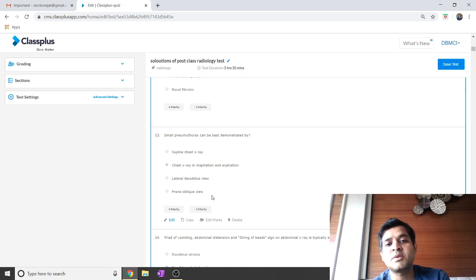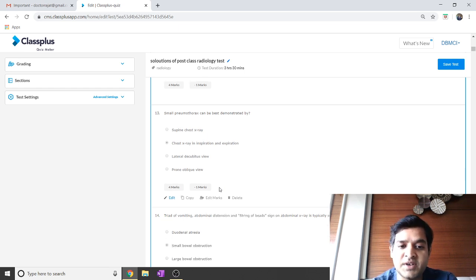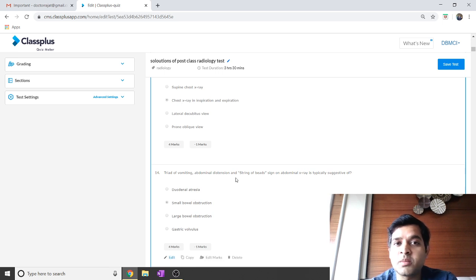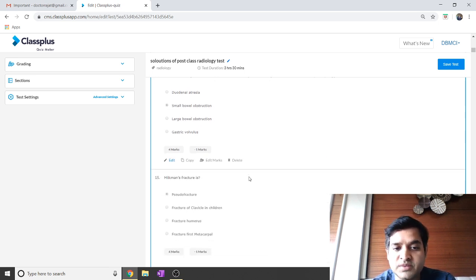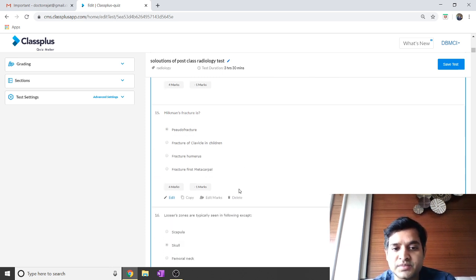Small pneumothorax can be best demonstrated by the chest X-ray in inspiration and expiration because we can see the air in the pleural cavity in the expiratory phase. Vomiting, abdominal distension, and string of beads appearance on abdominal X-ray is typically suggestive of small bowel obstruction. Milkman fracture is the other name for pseudofractures which are seen in osteomalacia.